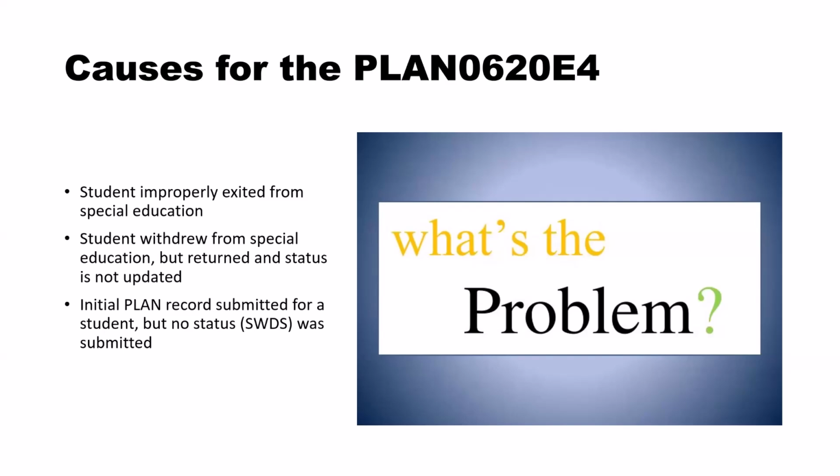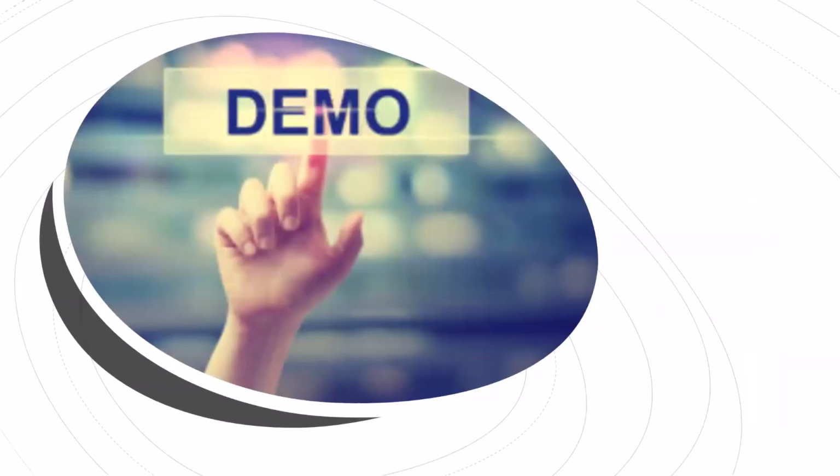And so once they have an effective plan, an active IEP, they need to have the appropriate status of eligible and participating. And then another common cause is initial plan record submitted for a student, but no status was submitted. So again, students have the MEET and the plan and the SERV, but the status isn't corresponding with an active plan. So those are some reasons why the Plan 0620E4 would trigger. So now let's look at an online demonstration of how to resolve this error.